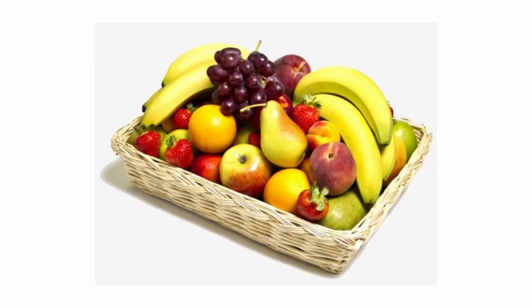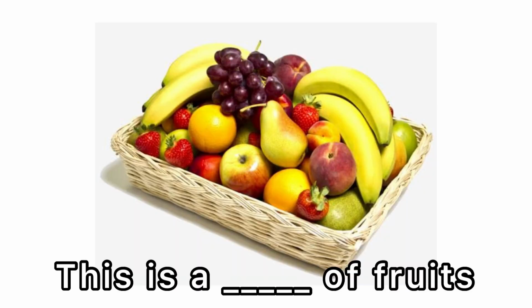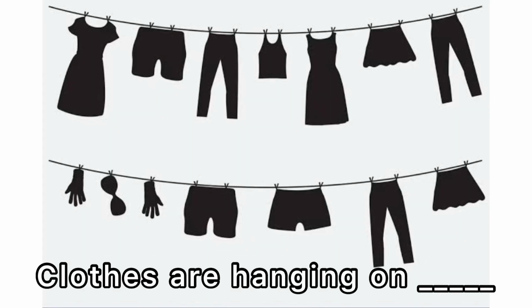Exactly. You are doing great. This is a dash of fruits. You know it. I know you know it. Basket of fruits, full of fruits, right? Now we have clothes are hanging on what, in Urdu we say taar, but in English it's string. Clothes are hanging on string, remember that.